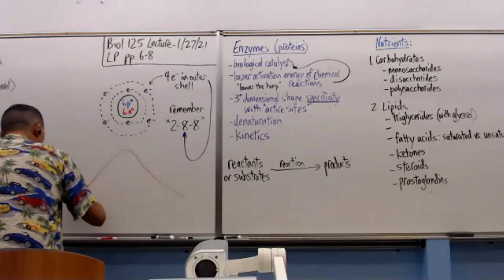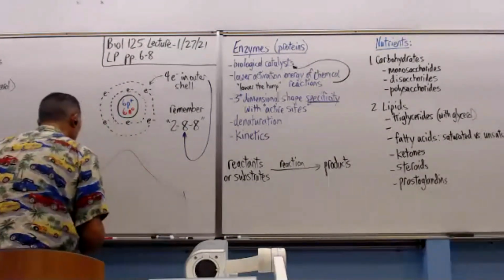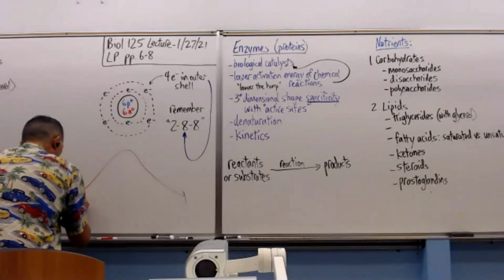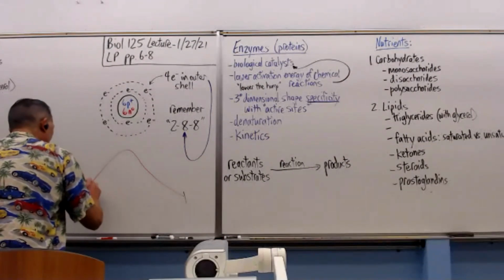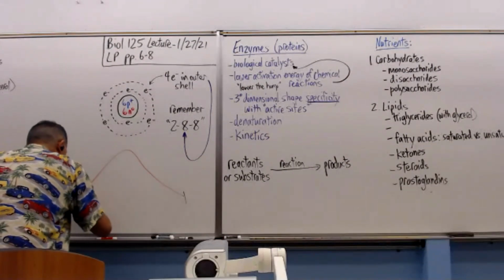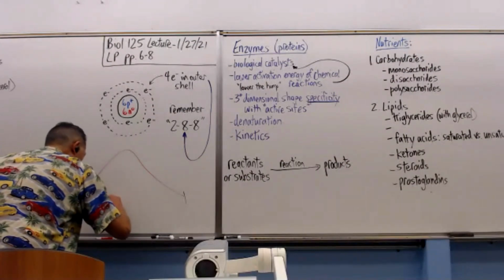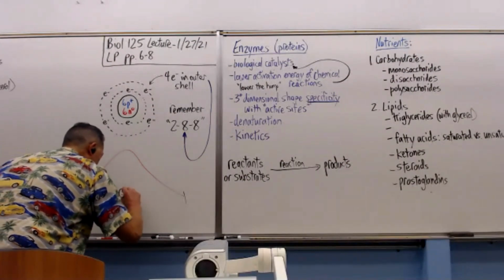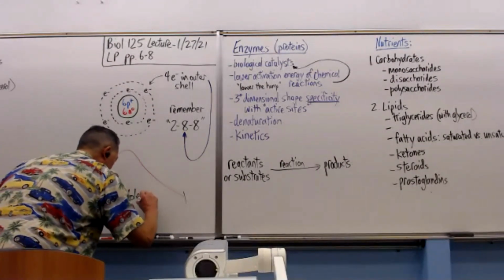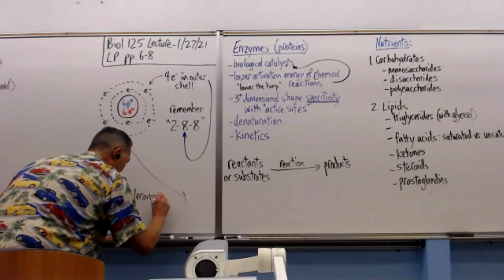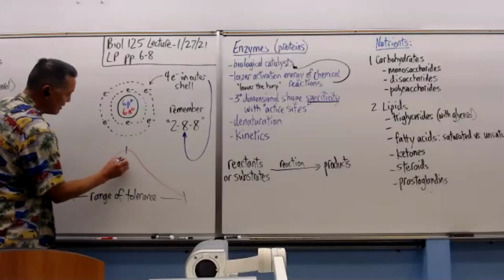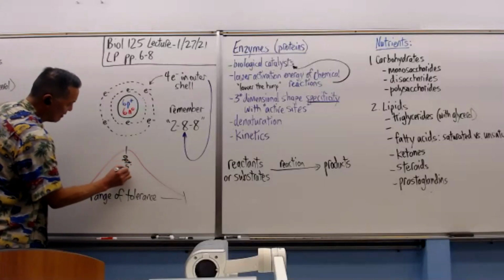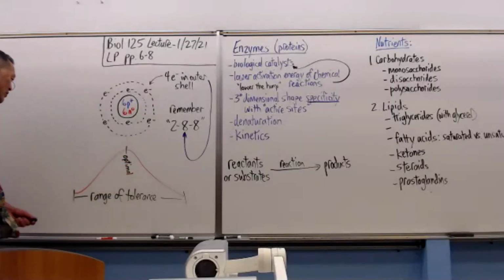Okay, so if this was, say, pH, from this point, it's 0. From that point, it's 0. But everything above there, it's above 0. This is the range of tolerance. Somewhere, usually in the middle, is the optimal. The optimal condition, or the optimal pH if it's not pH.